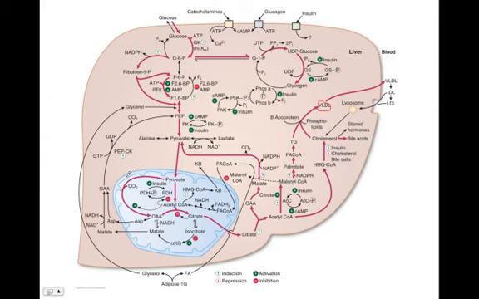So the integration of these pathways, glycolysis, glycogen synthesis, mitochondrial TCA cycle, coupled to the electron transport chain, the shuttling of citrate, malate, or aspartate out of the mitochondria, and the cytosolic pathways of fatty acid synthesis and cholesterol synthesis should be very familiar now.